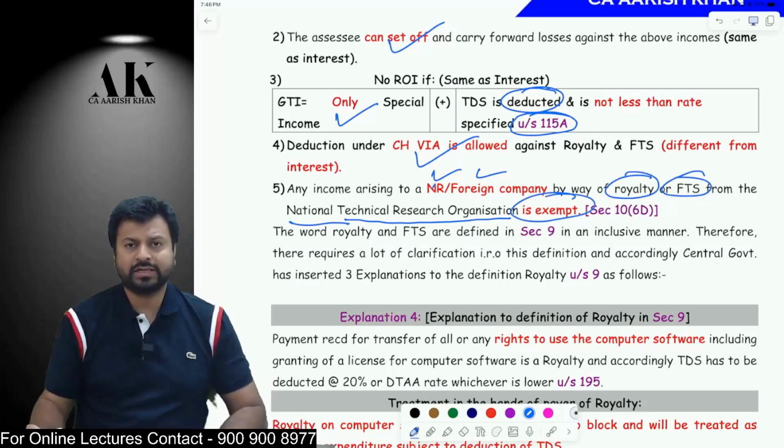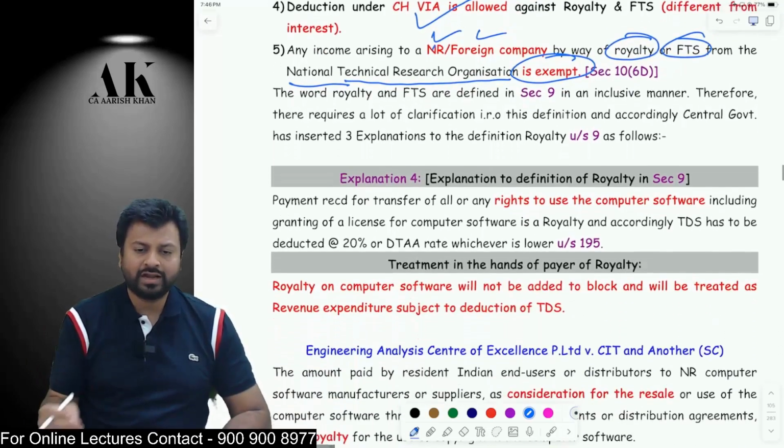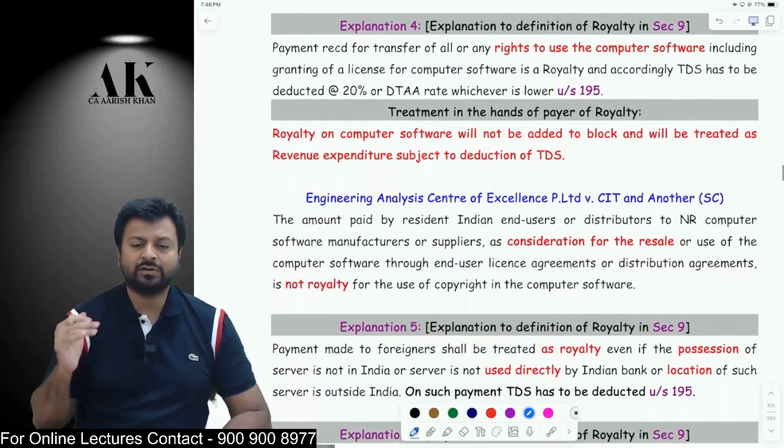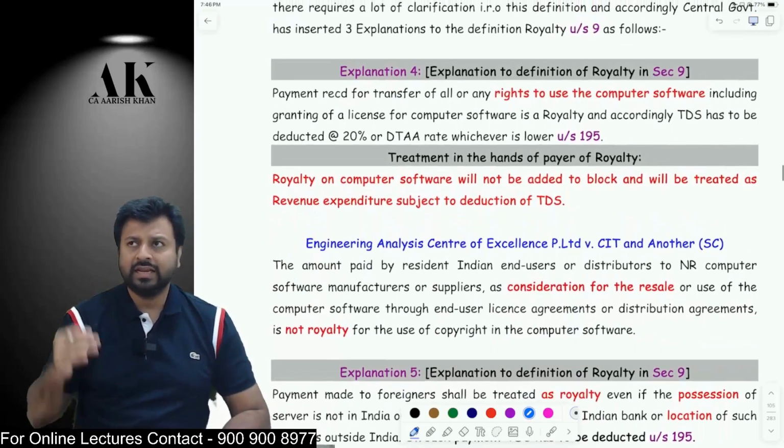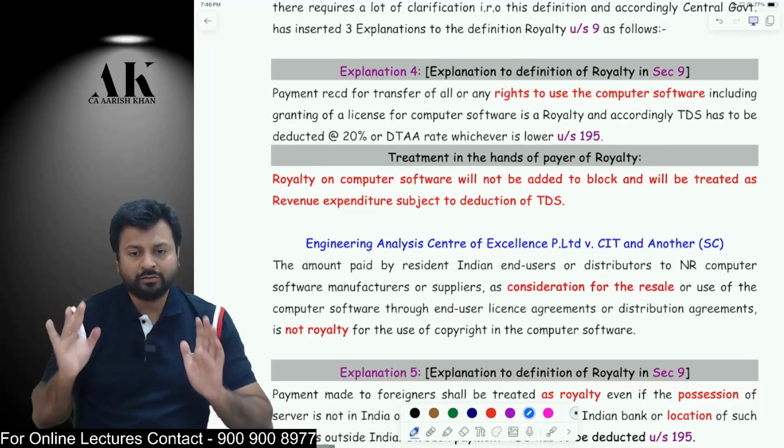Okay, I hope it is clear to all of you, which is exempt under section 10 clause 6D. Last but not least, there are some explanations which are attached below the definition of royalty. That is, if somebody is providing you some services with respect to computer software. Now, there is a lot of debate over here. You have to be very careful with this.